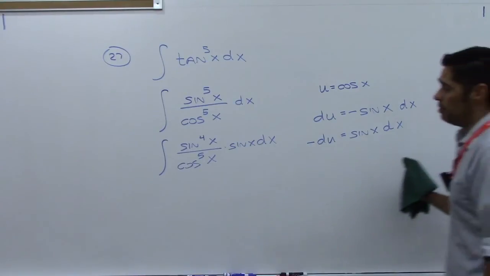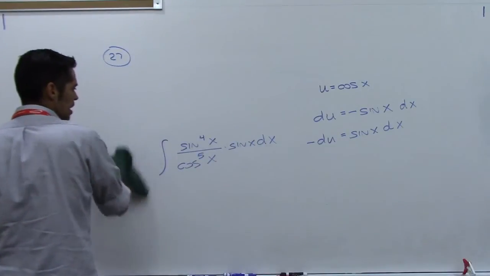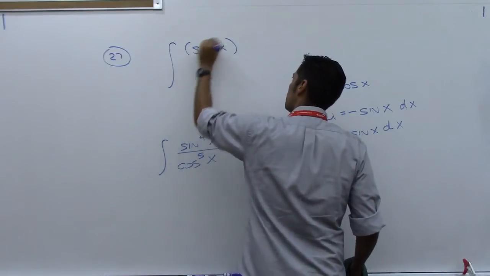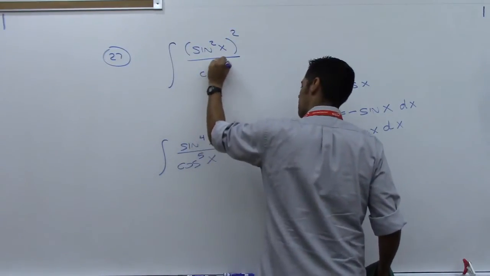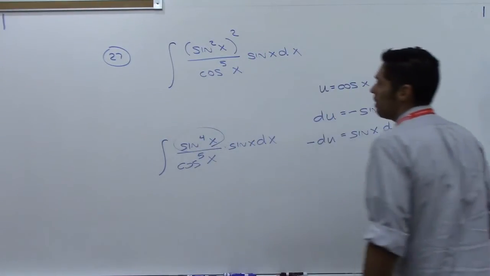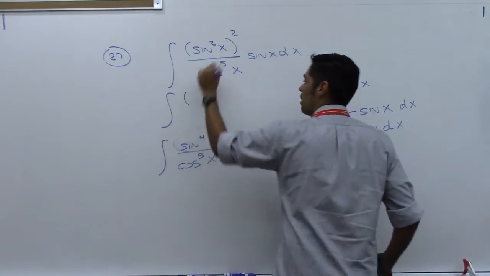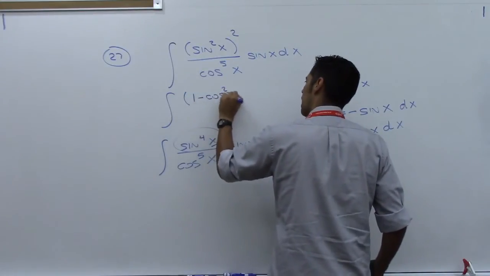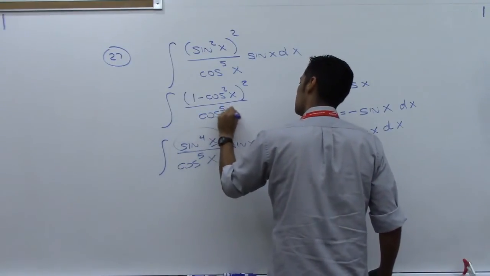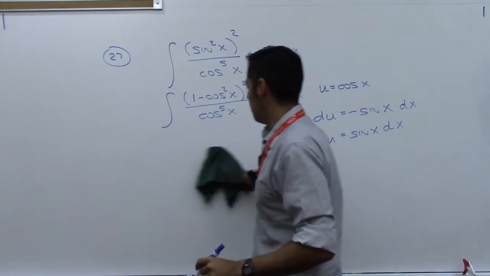So now I'll rewrite this integral. I've got to figure out what to do with the sine up on top. So how about we rewrite that as sine squared, squared, over cosine to the 5th x. Then here's my sine x dx. Just rewriting this, and then remembering by the Pythagorean identity that sine squared x is 1 minus cosine squared x, but then that quantity is squared, over cosine to the 5th x, and then we have sine x dx. And so you can see now we've got everything rewritten.